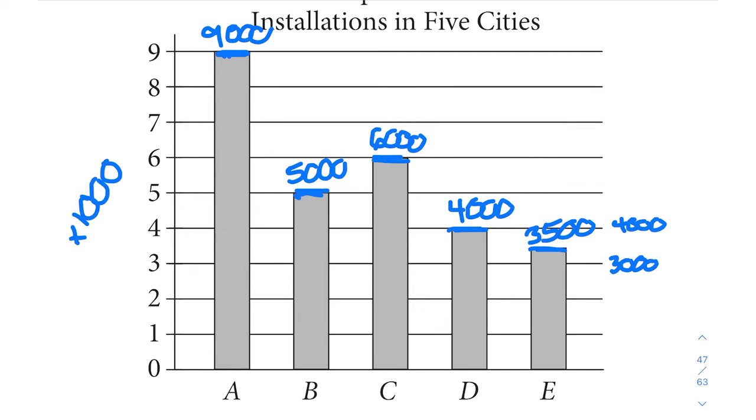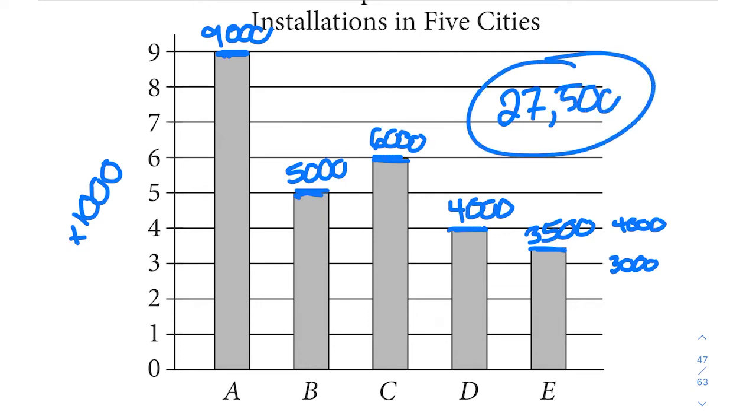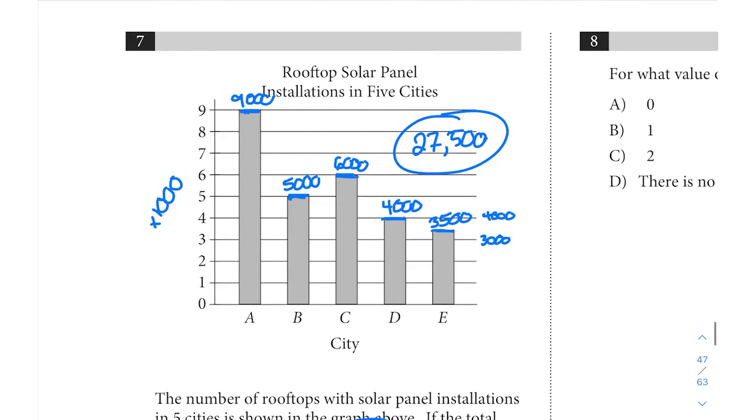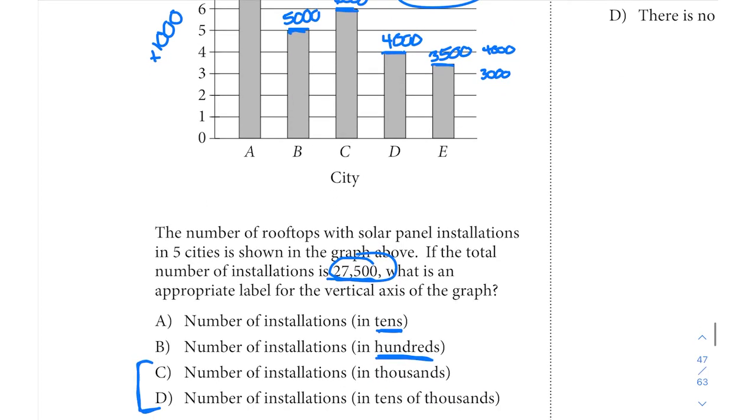And let's see what our total would be if we added those values together. 9,000 plus 5,000 is 14,000, plus 6 would be 20,000, plus 4 would be 24,000, plus 3,500 would be 27,500 if we added those together. And that checks out. That is, in fact, what it's supposed to be. So C is our correct answer choice.